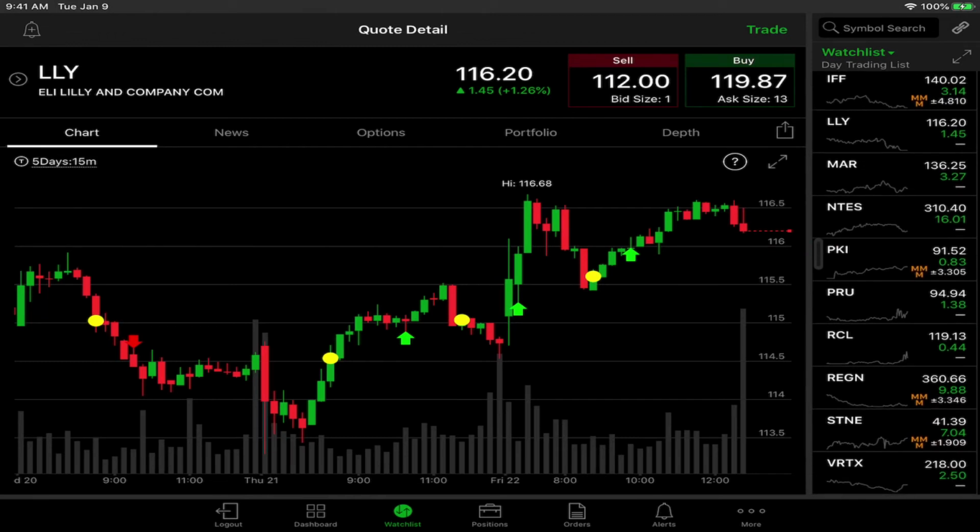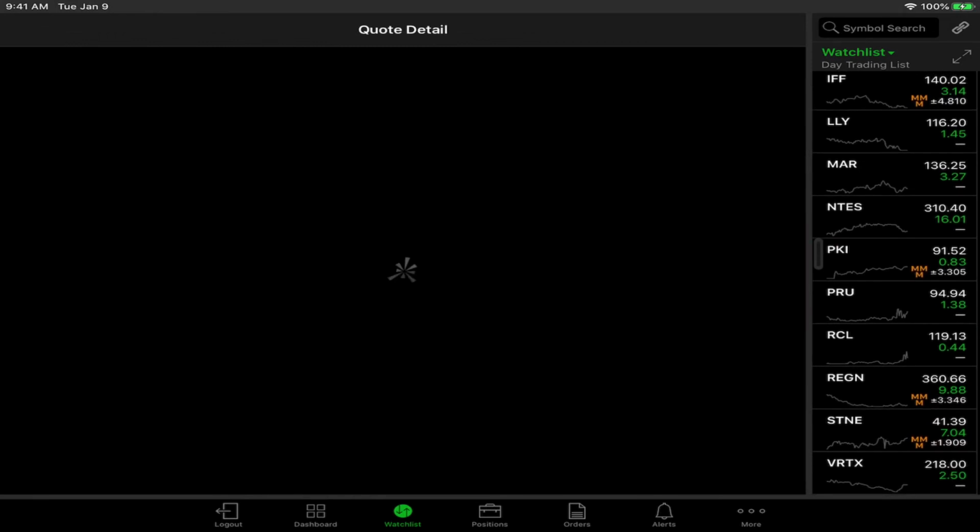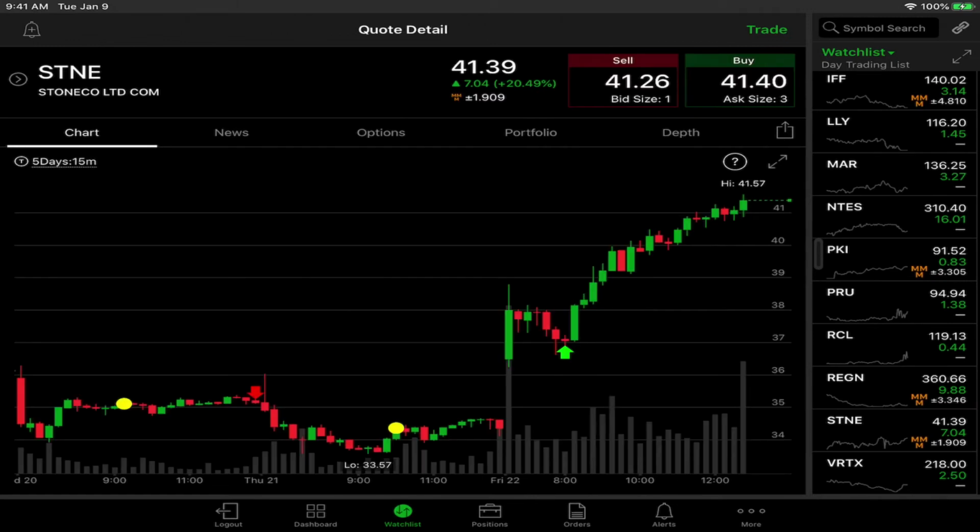We can also look at a couple other trades, and this is STNE, Stoneco Limited, and this actually gapped up most likely on earnings. And one of the things you will notice here is that it didn't take the trade right off the bat, right? The system actually waited for a retracement to occur, and then it got an entry around $37, and from $37 it's up to 41, and the trade hasn't closed.